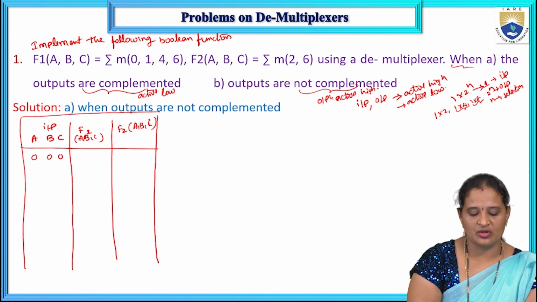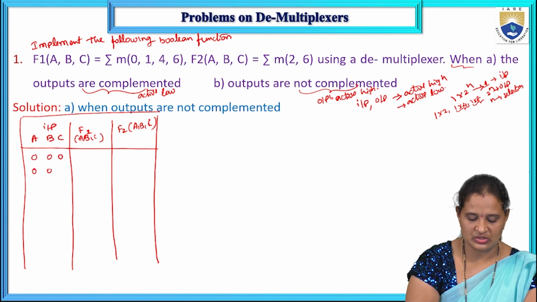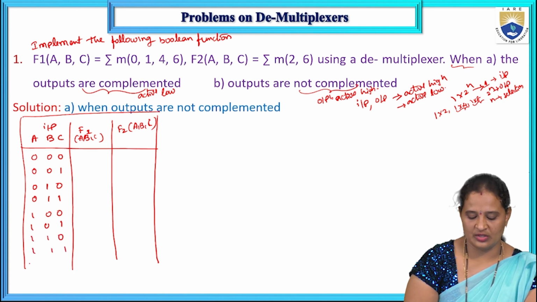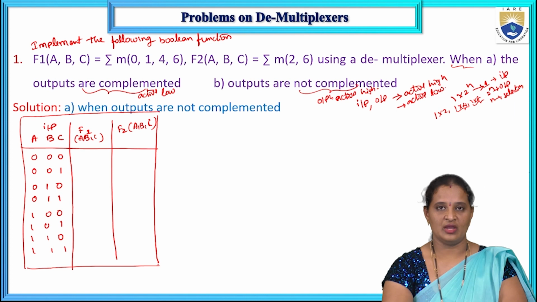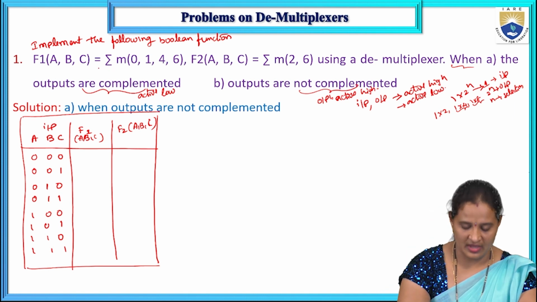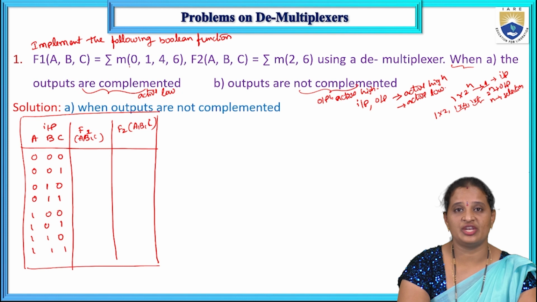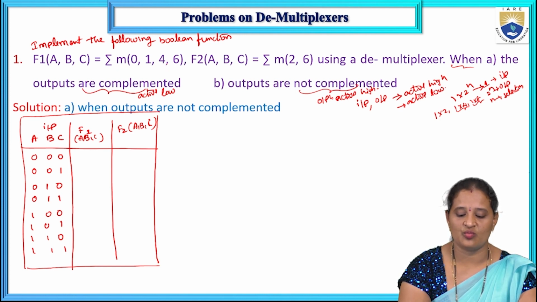List all the possible combinations of 3 input variables: 000, 001, 010, 011, 100, 101, 110, 111. So these are the 8 possible combinations of input. Now based on the function f1(a, b, c), it is given in the form of SOP, that is sum of products form, because this is summation m of, meaning these are the min terms. Min terms are also known as product terms. So that means it is a summation of product terms which are nothing but 0, 1, 4, 6.